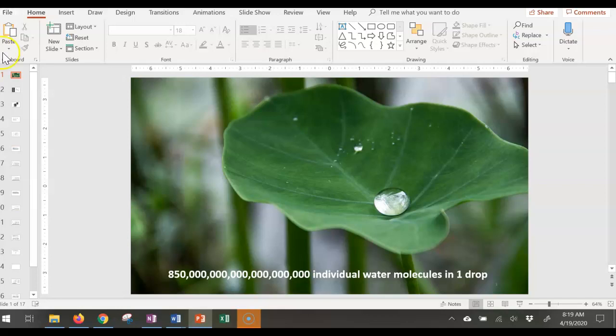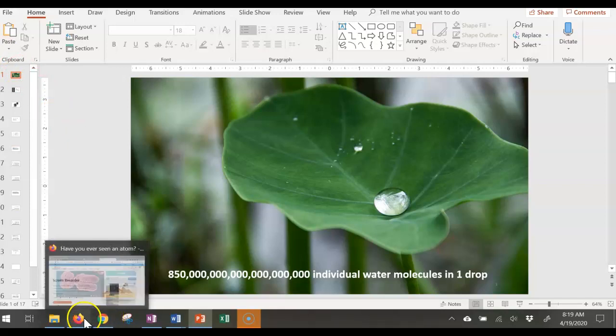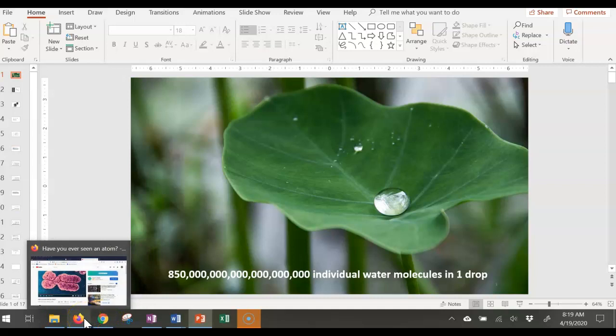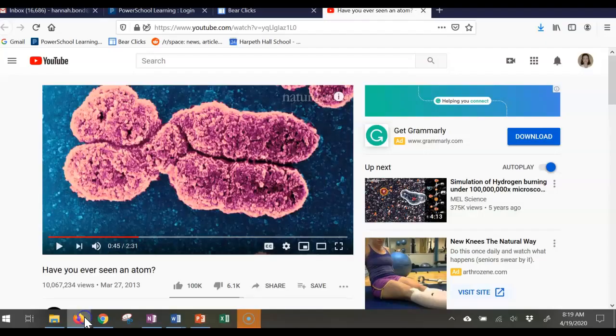Okay, so I'm going to show you a video that helps us see what an individual atom looks like.